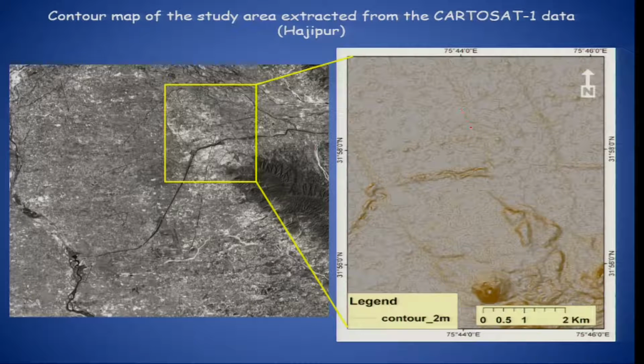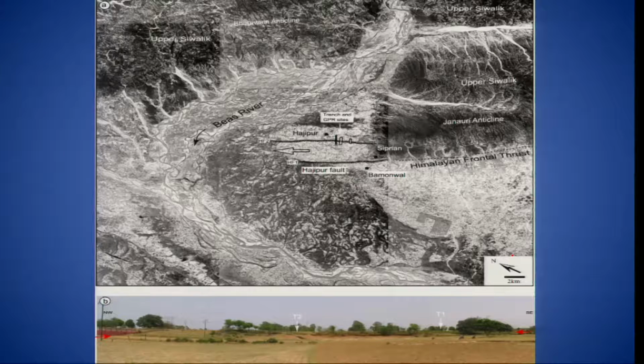So, this sharp change in very young deposits clearly indicates ongoing deformation in the Himalayas. This is the satellite data which shows the U-shaped turn of the Beas River. This is not because of some artificial construction; naturally it has been moving, but pushed because of the development of these two faults.